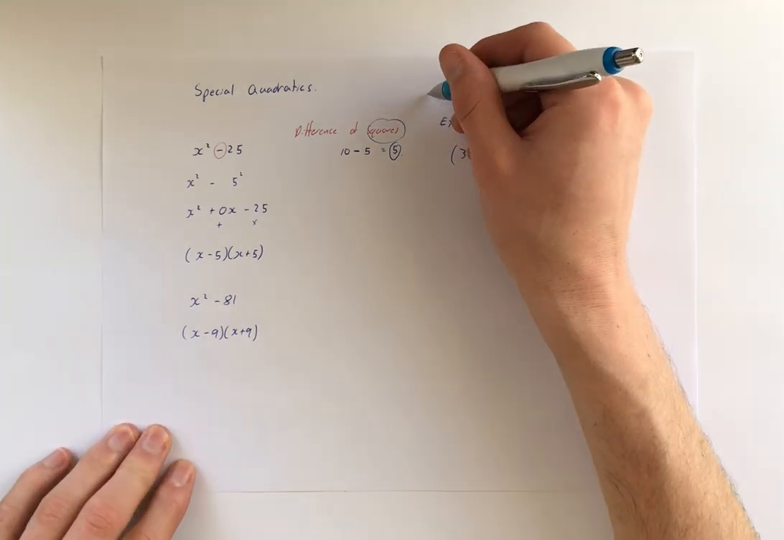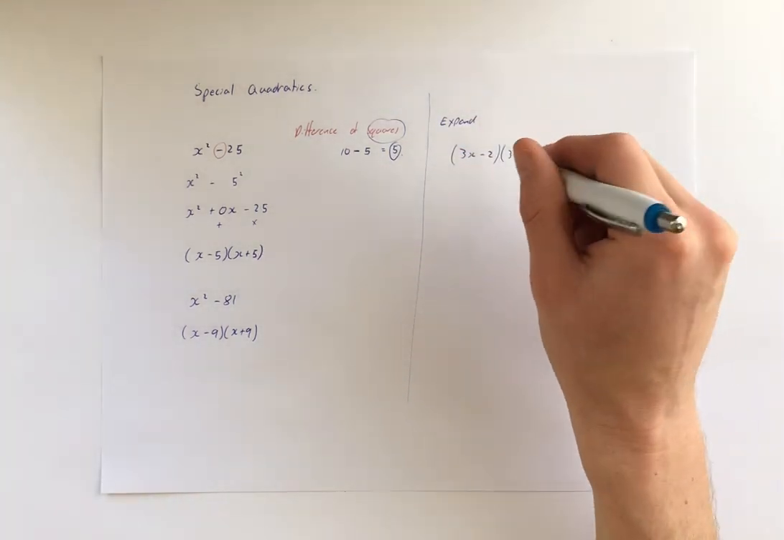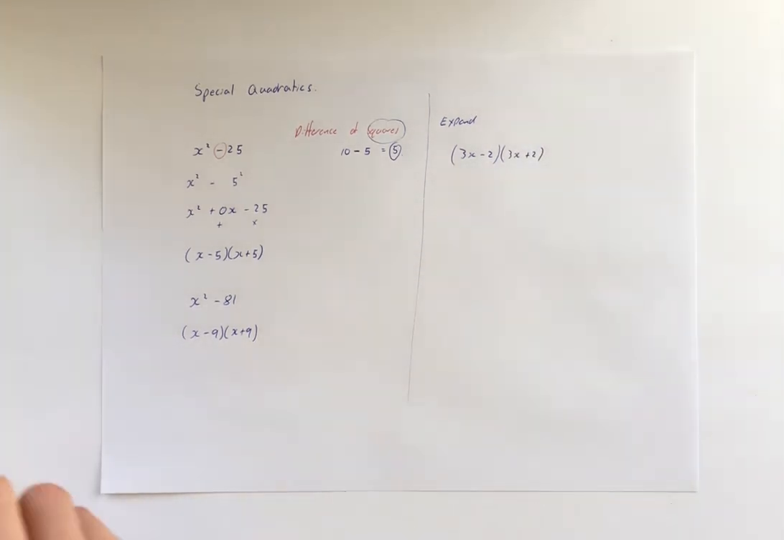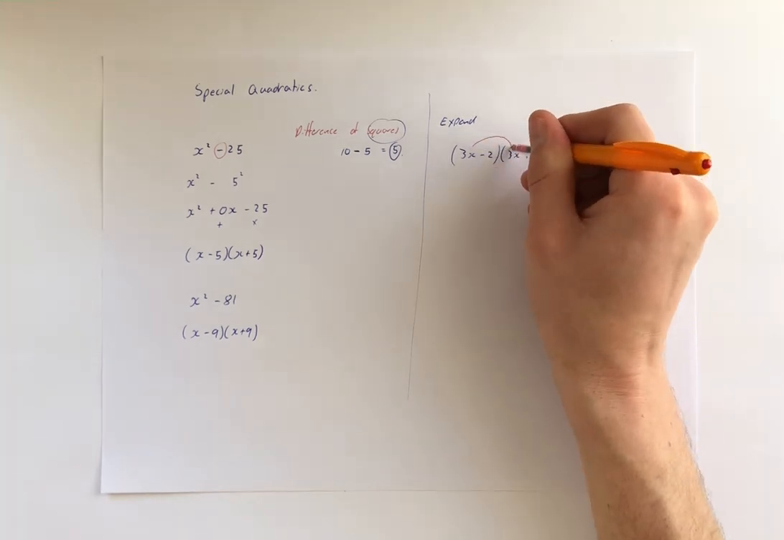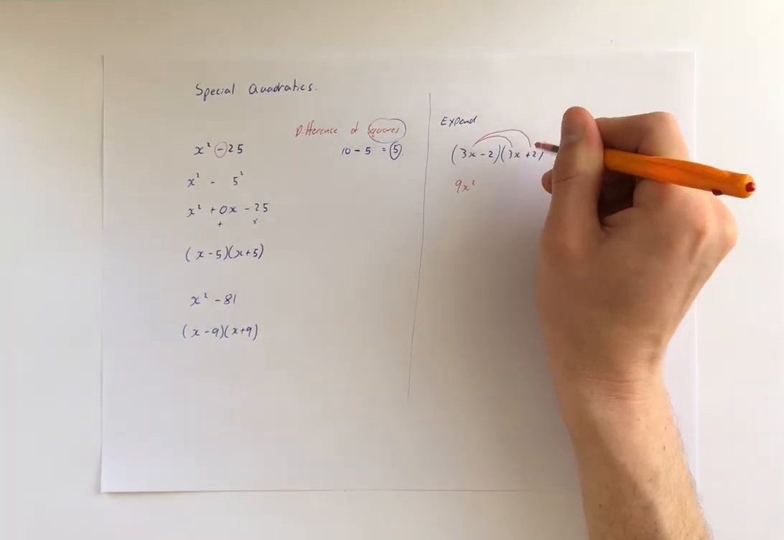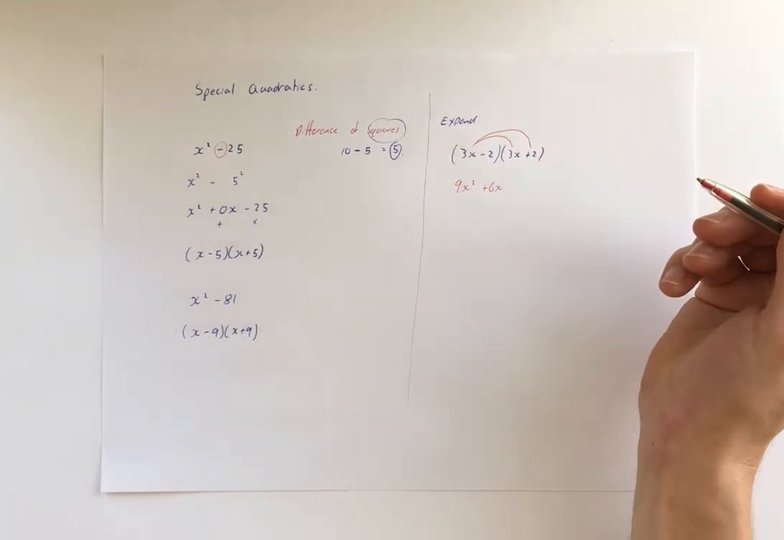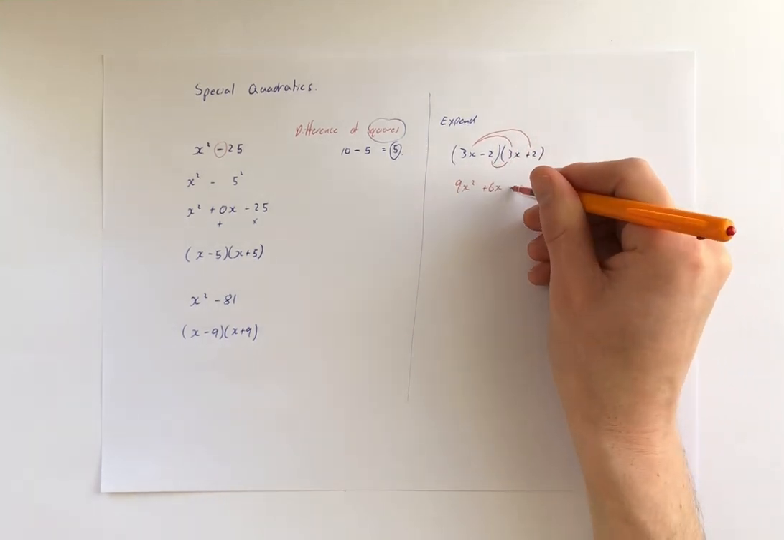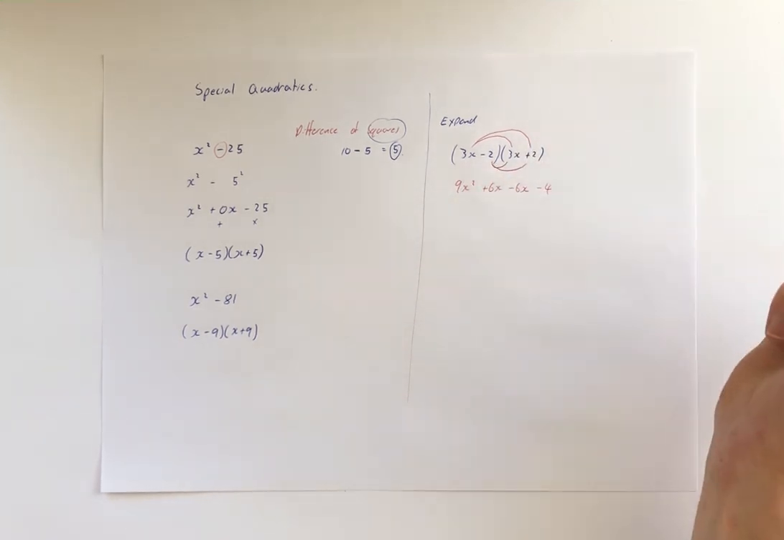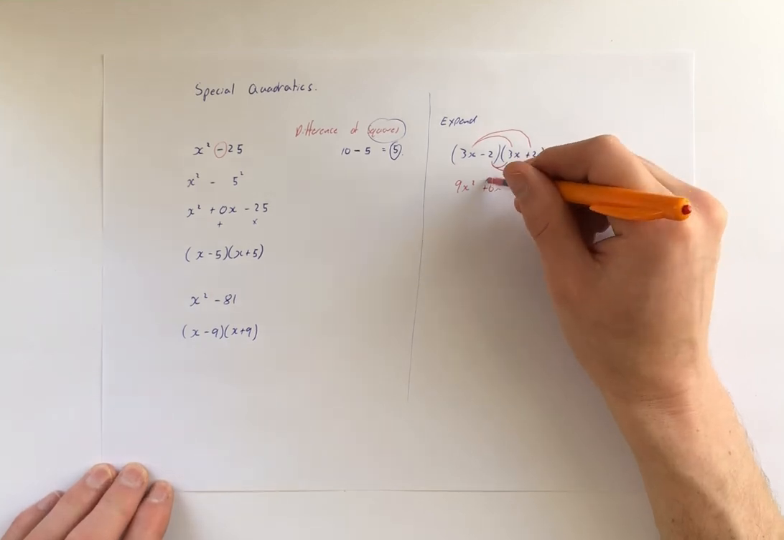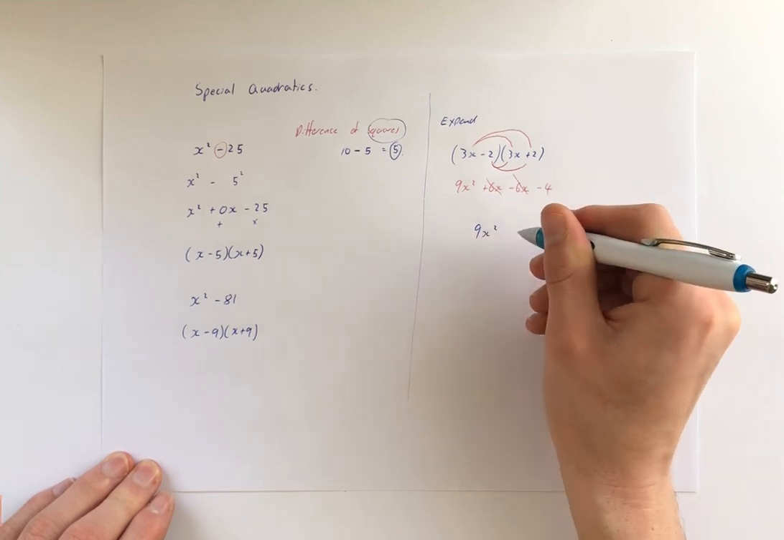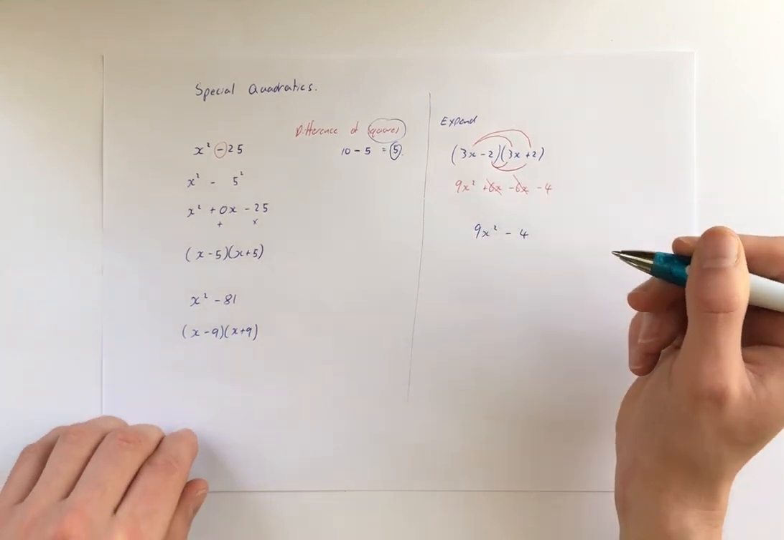Let's have a look at expanding and see how that looks when we expand. I've got quite a complicated one here. I've got 3x minus 2 in one bracket, multiplied by 3x plus 2 in another bracket. So 3x times 3x, 9x squared. 3x times 2, 6x. Negative 2 times 3x, minus 6x. And negative 2 times 2, minus 4. You can see here that when we collect like terms, the positive 6x and negative 6x would cancel, and we are left with 9x squared minus 4.